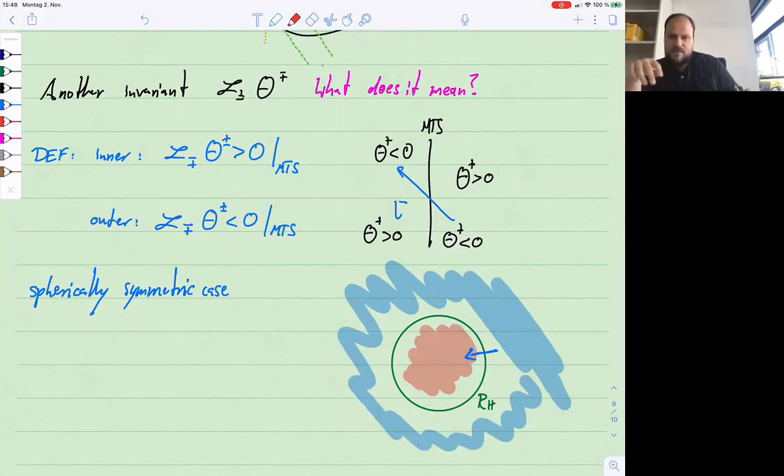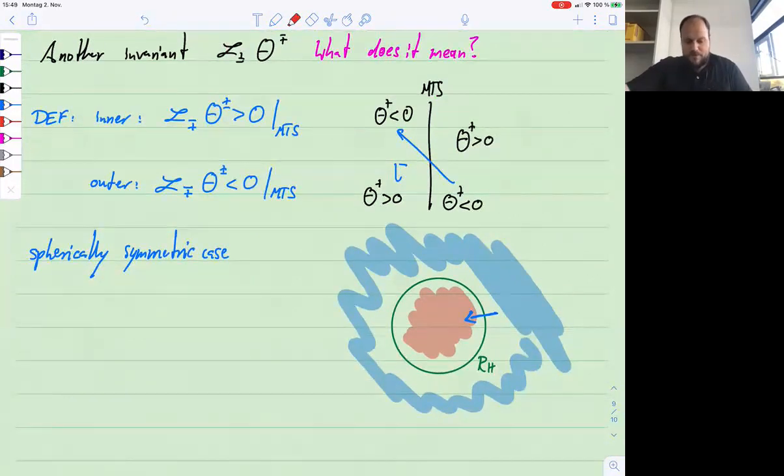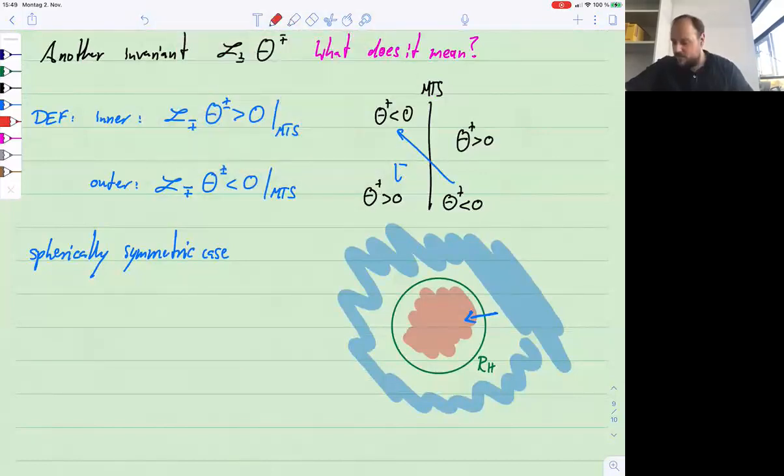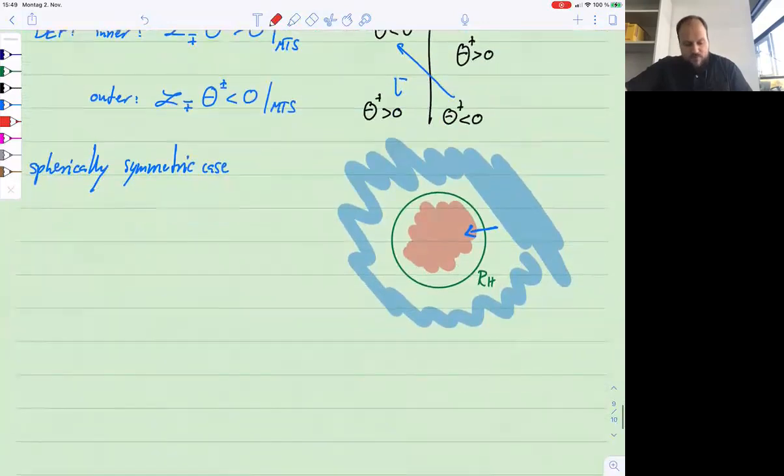Inner horizons have the normal region inside and the trapped region outside, and outer horizons have the normal region outside. So this outer and inner refers to the normal region, the good region, where we can have a good observer and where we are not trapped. In this sense, we can now classify five types of horizons. So we have four trapping horizons.